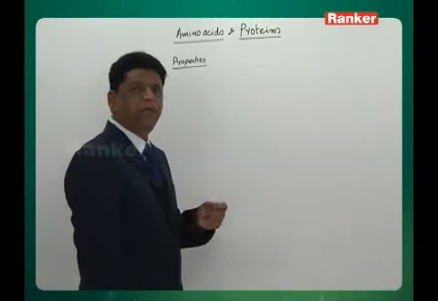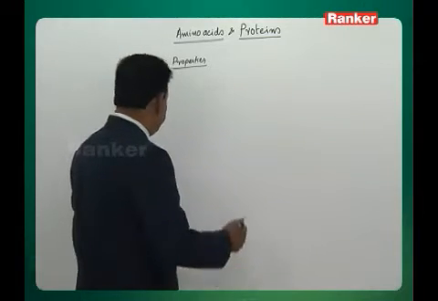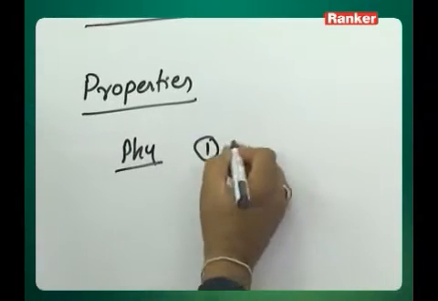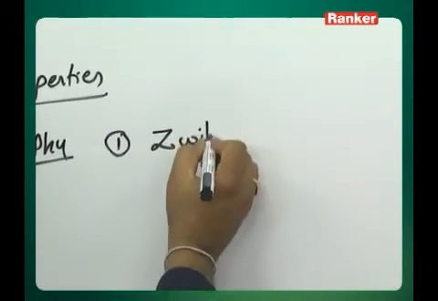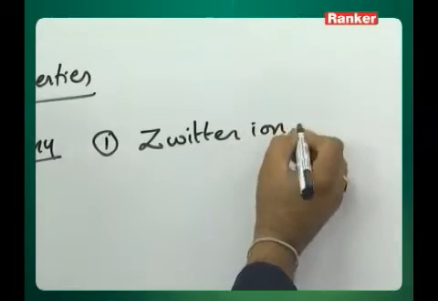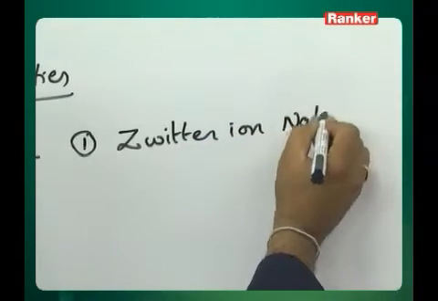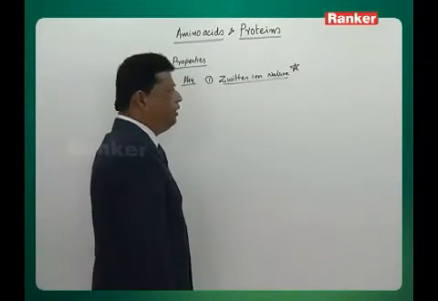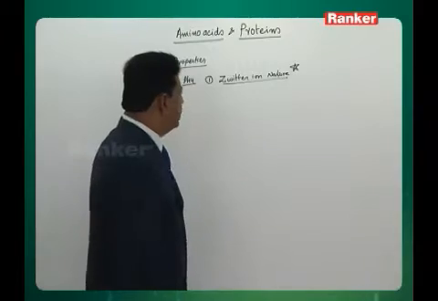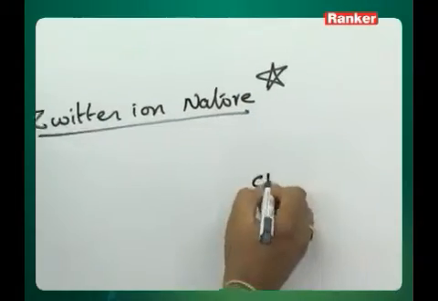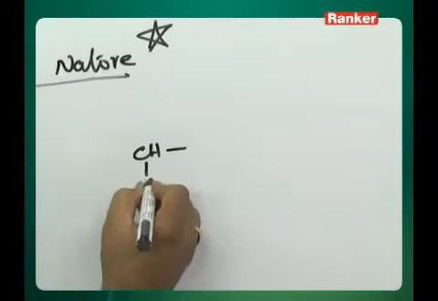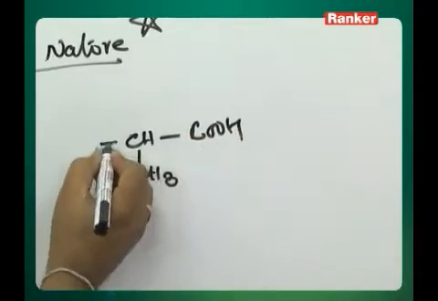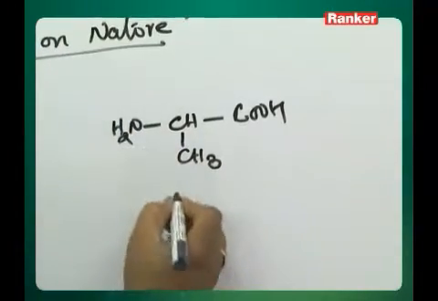In addition, one or two specific properties we will take up here. Specifically in the physical properties, we have one property called Zwitter ion nature, and its applications. This is the one of importance, as a number of questions come on this concept. Let us take the structure of one particular compound, a methyl group containing COOH and amino group. This is called alanine.